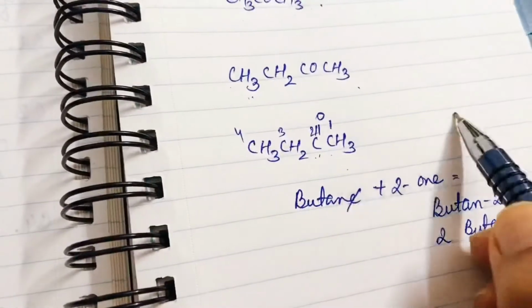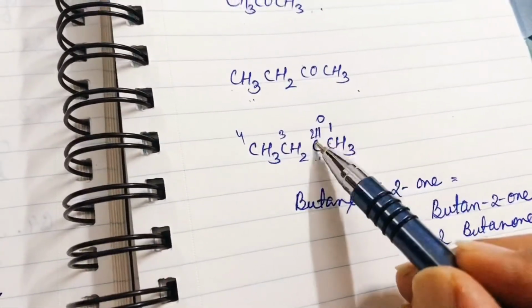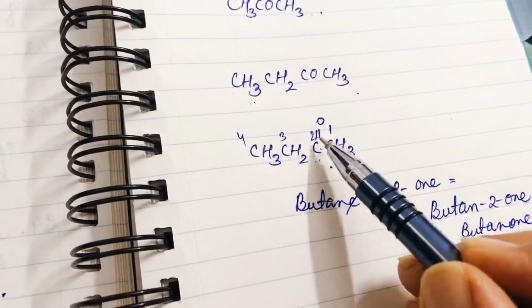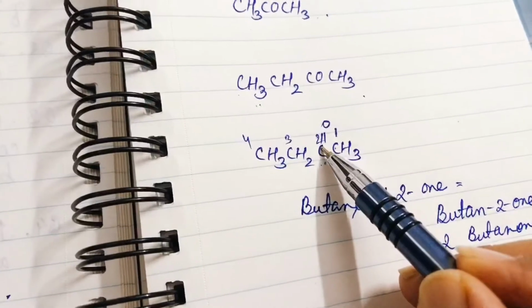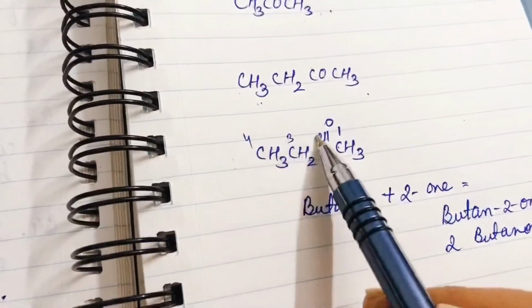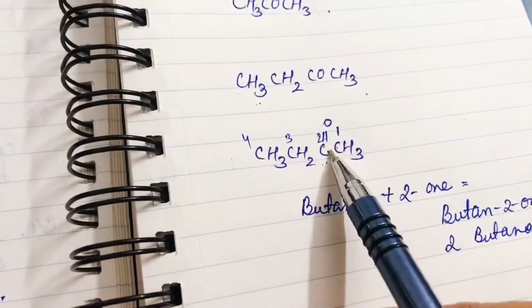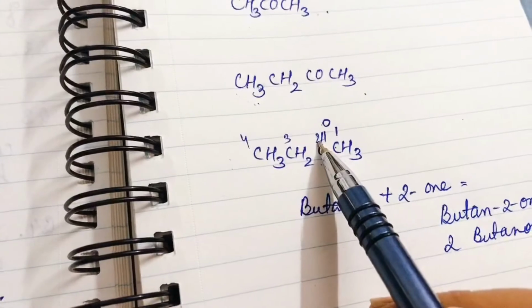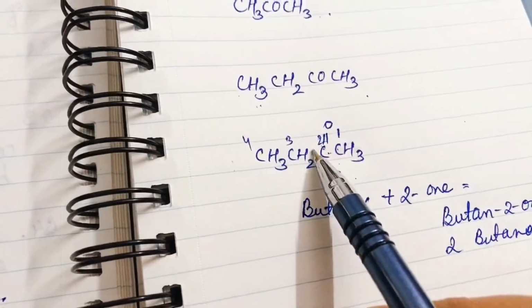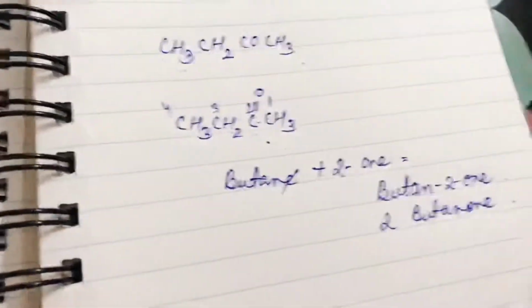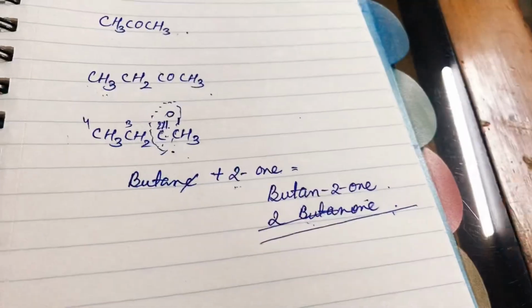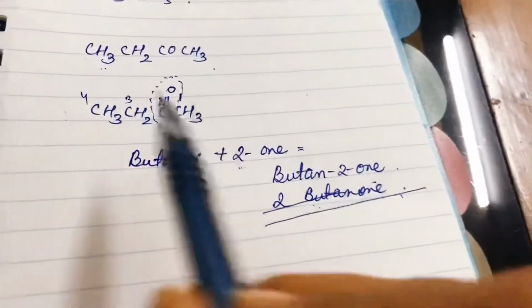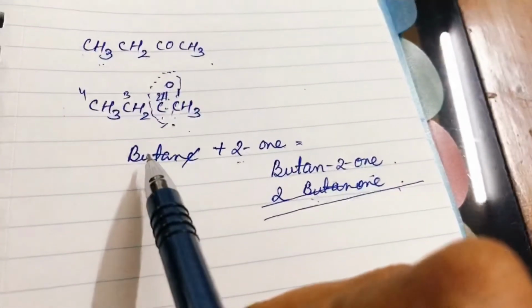I told you in the last class that whenever the branch or the ring or the functional group starts, you have to count from the nearest side, okay? You can count from here also, but if you count from here, this place will take the third position, which will be wrong. So you have to do it from the nearest side. So 1, 2, 3, 4. So see what I have written: butane 2. So students, see, I have written butanone. How many carbon atoms do we have in butanone?